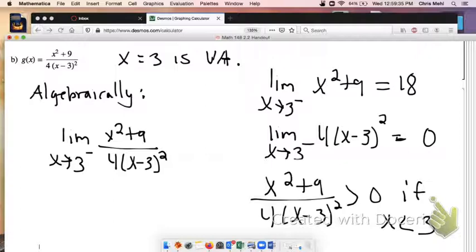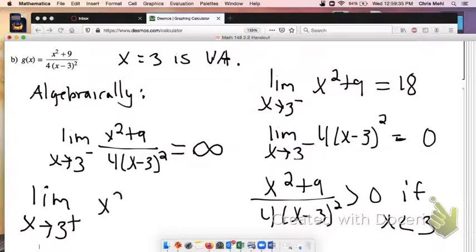So think about a fraction where the numerator grows, but the denominator gets really, really small. The fraction itself is going to be growing. This is an infinite limit. And the same argument, now that would be enough to tell me 3 is a vertical asymptote. Now if I look at the right-hand limit, I only really have to change a couple things.